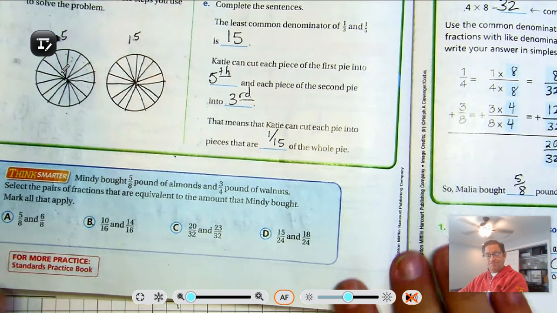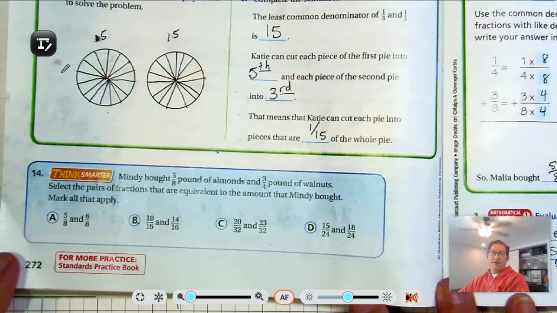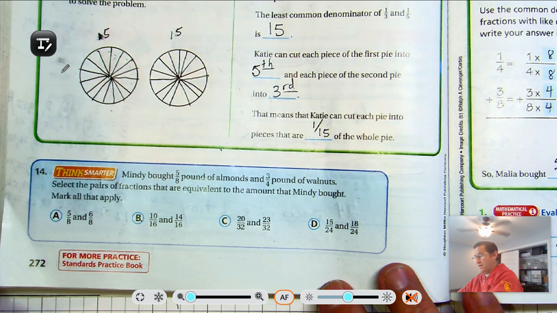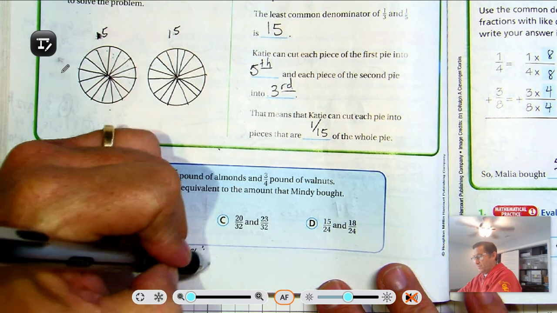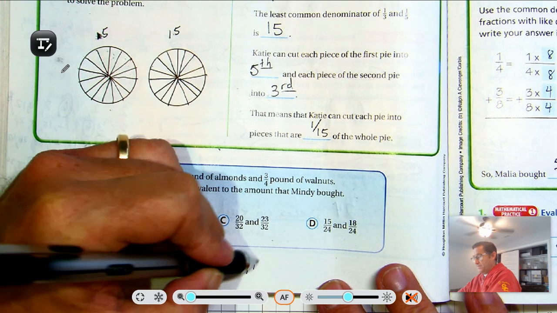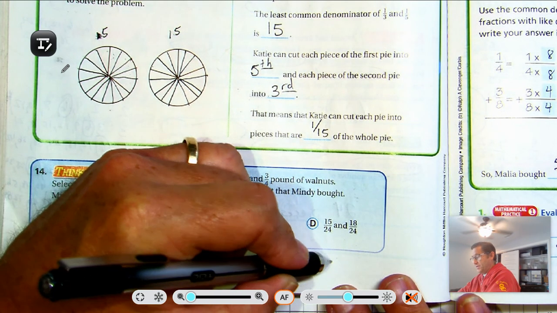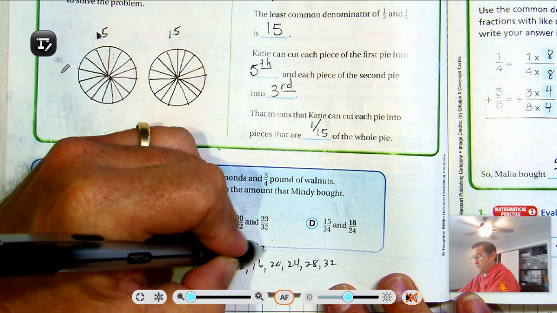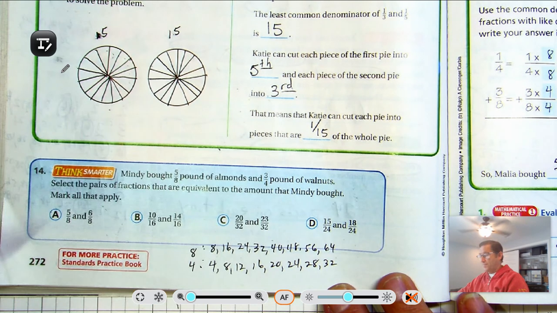And 14. Mindy bought 5/8 pound of almonds and 3/4 pound of walnuts. Select a pair of fractions that are equivalent to the amount that Mindy bought. So let's look at eighths and fourths. 4, 8, 12, 16, 20, 24, 28, 32. 8, 16, 24, 32, 40, 48, 56, 64.